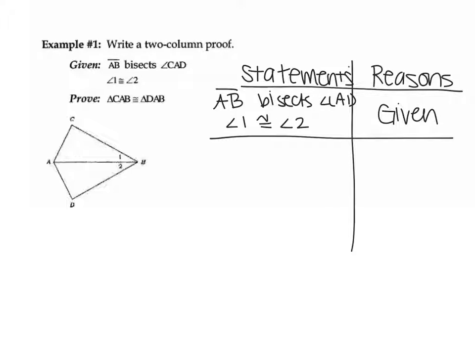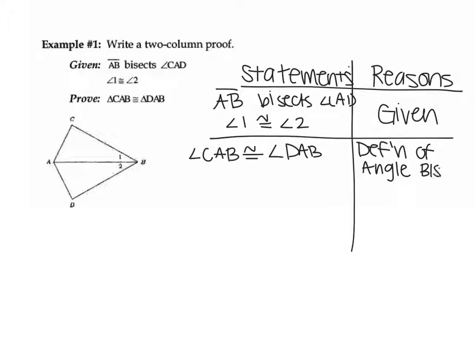So when a segment bisects an angle, it creates two congruent angles. So that tells me that angle CAB is congruent to angle DAB, and that comes from the definition of an angle bisector. And we can go ahead and label that in our picture. So those two are congruent. We're also given angle 1 is congruent to angle 2, so we can mark those as congruent in our picture as well.